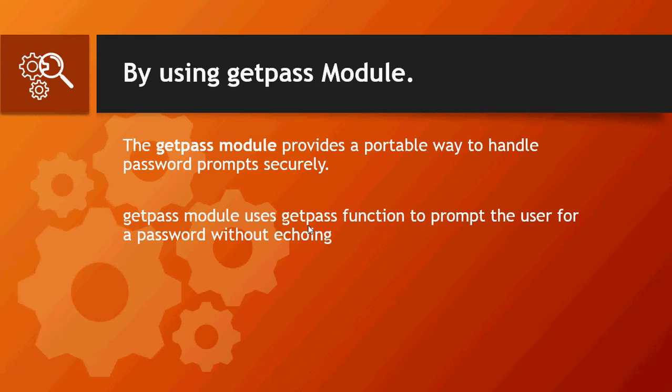Without echoing means you are not going to see anything. Normally, if you are typing a password, you see some asterisk symbols. But here, if you type a password, it is not going to display anything. So the getpass function prompts the user for a password without echoing, that means you are not going to see any symbol.